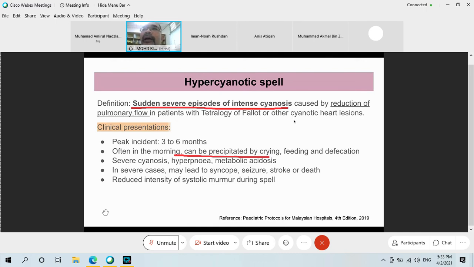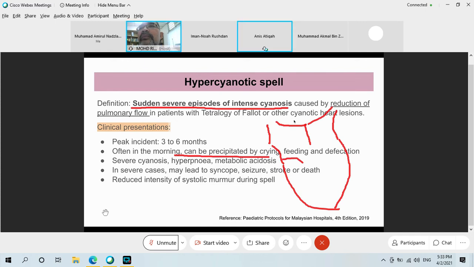So in hypercyanotic spell, why did I highlight that? Because in hypercyanotic spell, there are two mechanisms. One is what your friend mentioned just now, the infundibulum stenosis. Like I mentioned, because the infundibulum is dynamic, it can spasm. And the other is, now it has a VSD like this. It has a hole. So there is overriding of the aorta here.